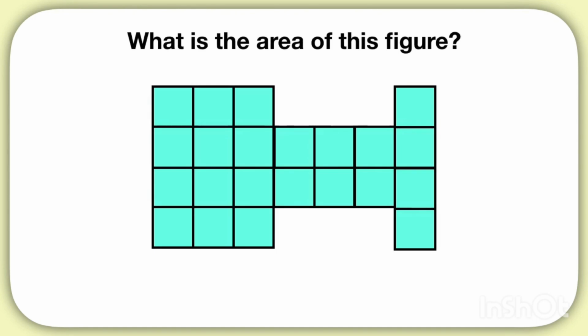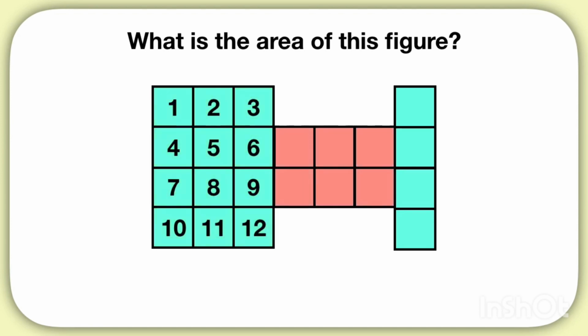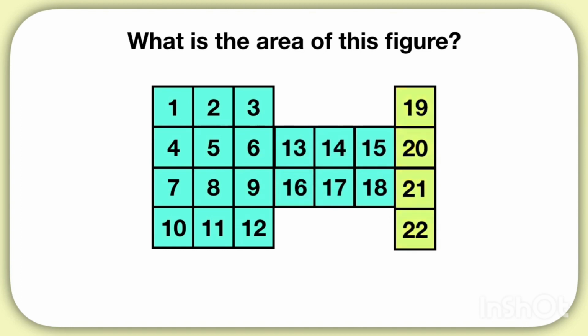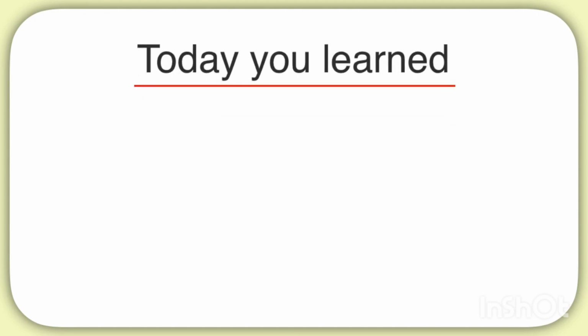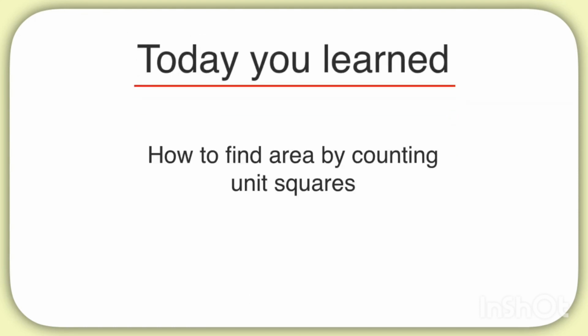What is the area of this figure? This is a complex shape, so I'll break it into sections. In this green piece, I see 12 unit squares. In this red piece, I see 6 more for a total of 18. And in this yellow section, I see 4 more for a total of 22 square units in this figure. Today you learned how to find area by counting unit squares.